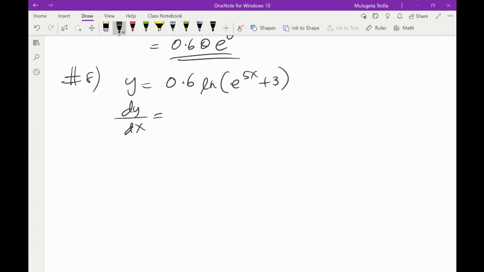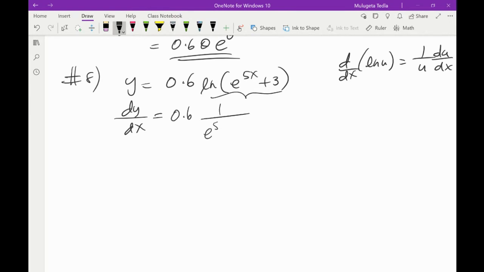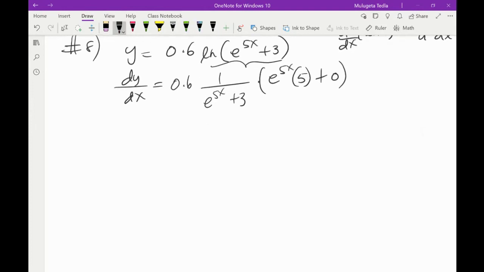So dy by dx is, of course, what is the derivative of ln of u? It is 1 over u du by dx, isn't it? Just to remind you, the derivative of this has no effect, it's a multiplier, and this derivative is 1 over the input. The input is e to the 5x plus 3, times the derivative of the input, which is itself, e to the 5x, times the derivative of the exponent, which is 5, plus the derivative of 3 is 0. You don't have to write all this, but you can treat it that way.